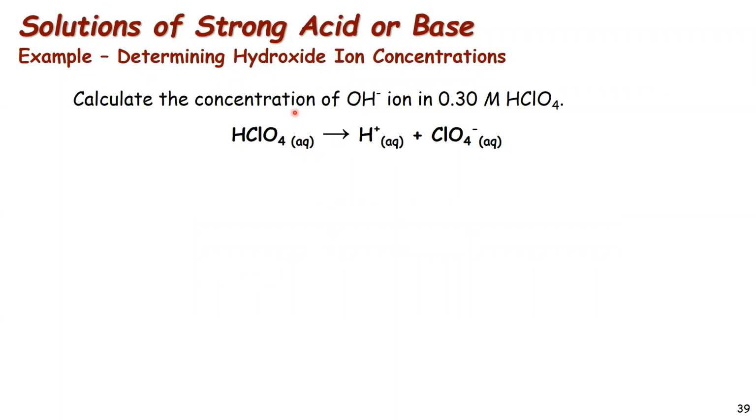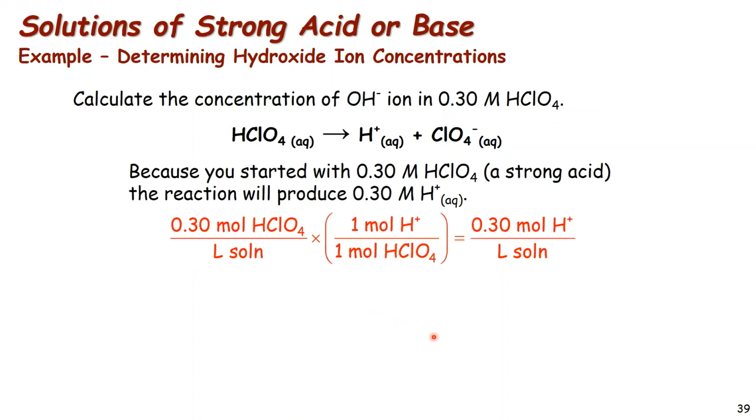So here's an example. I want to know the hydroxide ion concentration in a 0.3 molar solution of perchloric acid. Perchloric acid is one of our 6 strong acids, so we know that when we throw it in water, single arrow, it completely dissociates into the hydrogen ion and the perchlorate ion. Since this is a 1-to-1 ratio, the concentration of the perchlorate, since it fully dissociated, equals the concentration of the hydrogen ion. So this is 0.3 molar, and this is 0.3 molar, right?